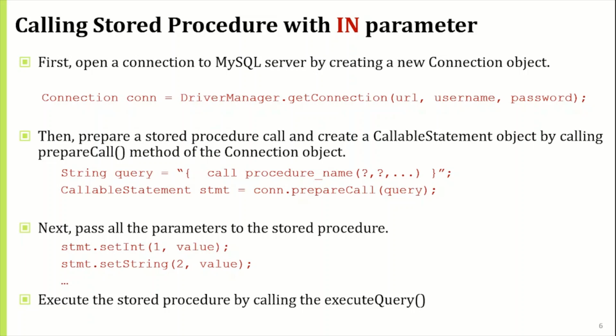Now we can understand how to call a stored procedure with the IN parameters. First, we need to create a stored procedure in the MySQL database with the IN parameter. Next, we need to establish a connection to the MySQL server by creating a connection object. Then we need to prepare a procedure call and create a callable object with the help of the prepareCall method. Next, pass all the parameters to the stored procedure with the help of set methods. Finally, execute the stored procedure by calling the executeQuery method.